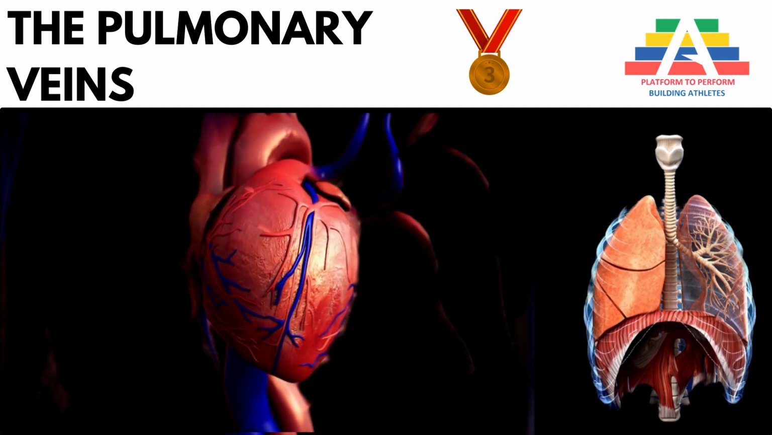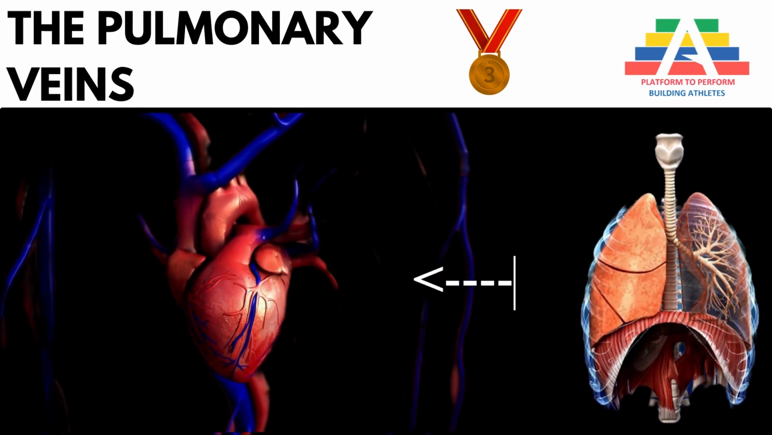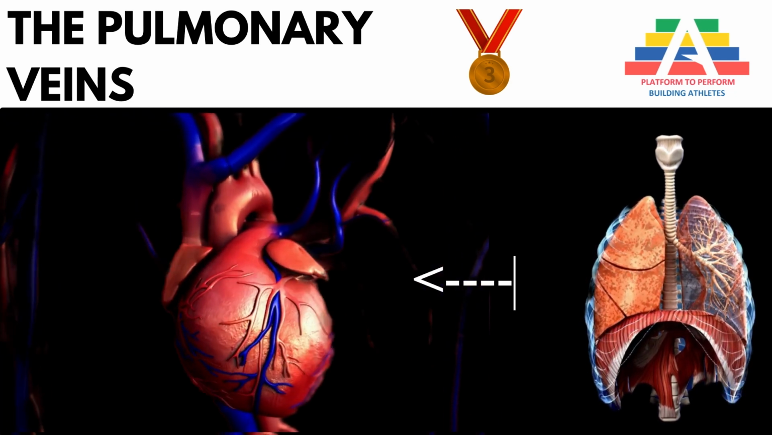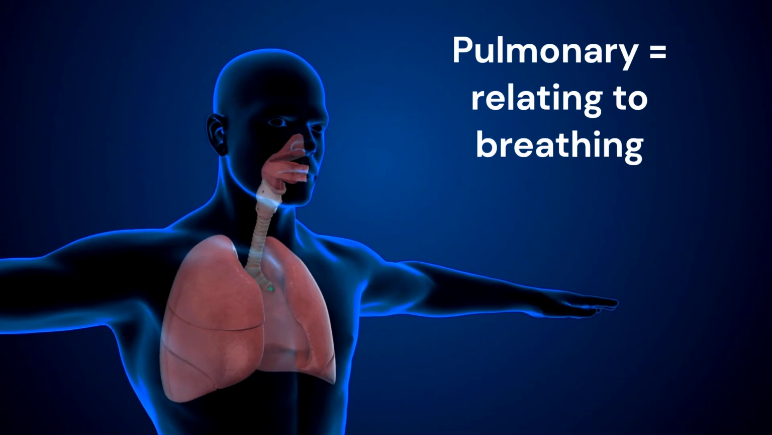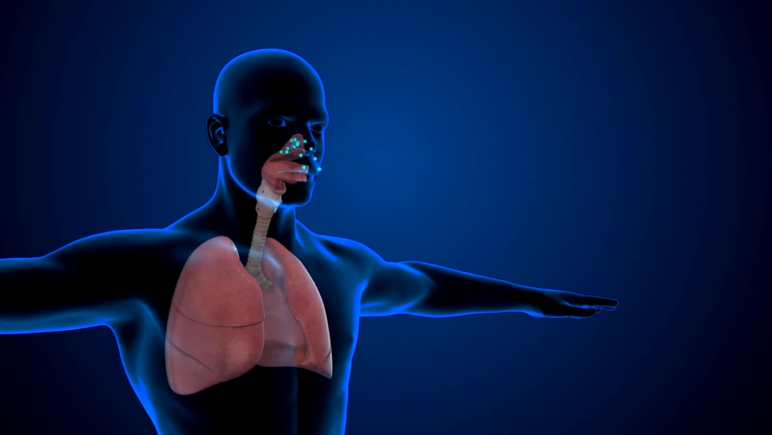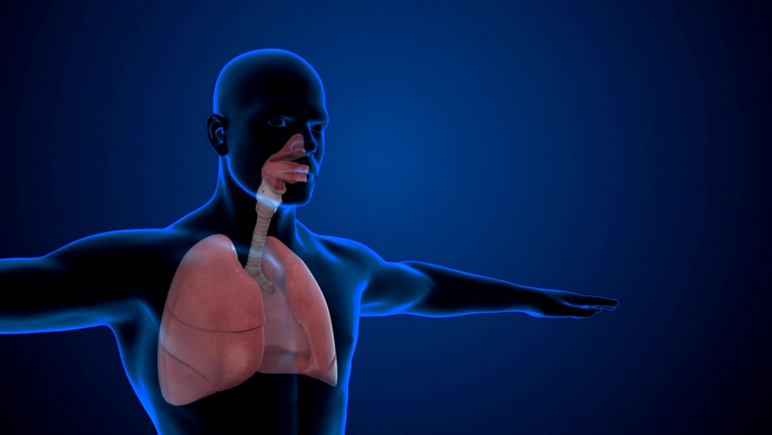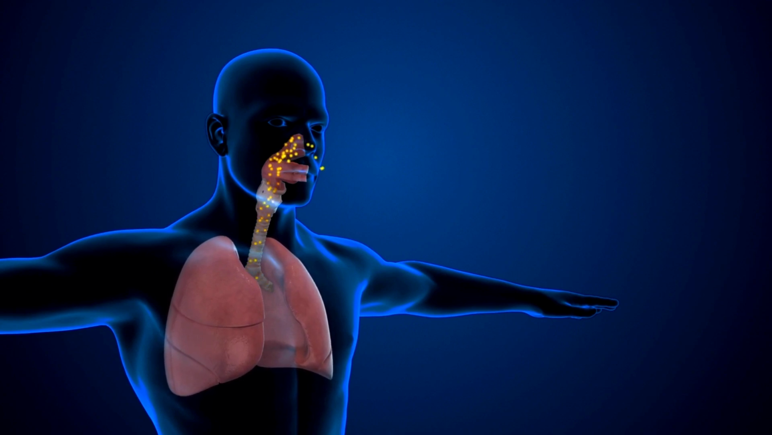Blood's going to come back through the heart through something known as the pulmonary vein. So if arteries take blood away from the heart, veins take blood towards the heart. Pulmonary relates to breathing, so if blood has just gone to the lungs, it's going to come back from the lungs via the pulmonary vein, and the first chamber it's going to enter after that is the left atrium. So that's number 8. The next thing we're going to encounter is the bicuspid valve.